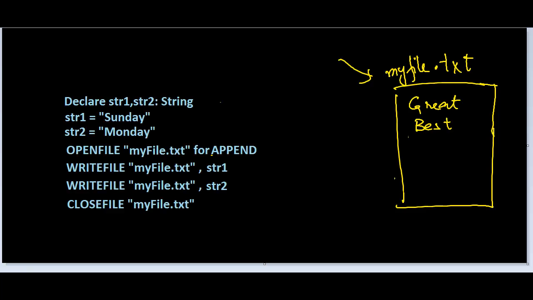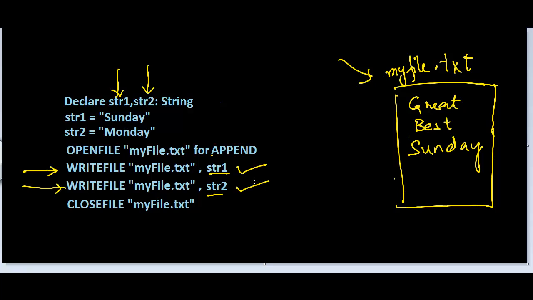Let's take a look at another program. It's the same program as the one that we did just before this, but the only difference is that I am using these variables. So in my write file instruction I am using these string variables str2 and str1, and effectively when this instruction executes we're going to have Sunday added to the end of the file, and when this one executes we'll have Monday added to the end of the file.